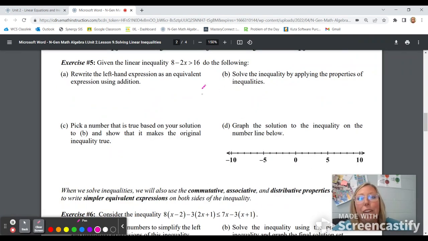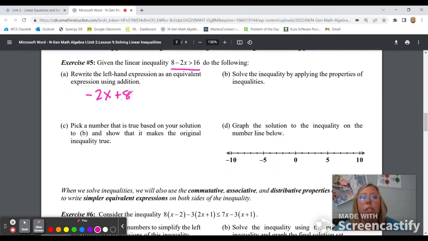All right. So on the next example, we are solving 8 minus 2x is greater than 16. A lot of times people have a hard time when the x is not the first thing in the problem. So part A just wants you to reverse this using the commutative property. So change it to negative 2x plus 8.